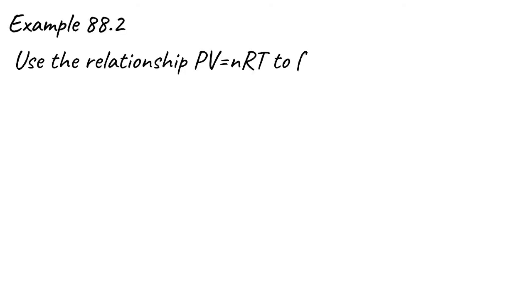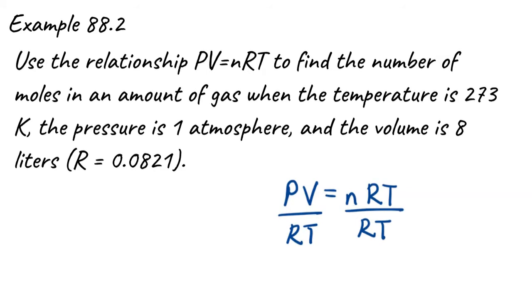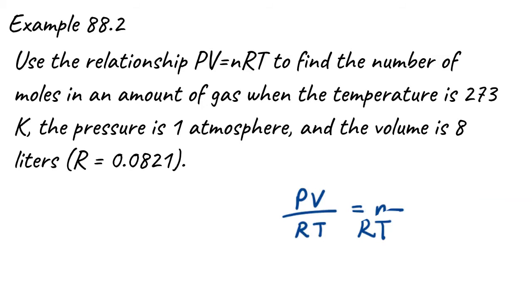In example 88.2, we'll use the relationship PV equals nRT to find the number of moles in an amount of gas where the temperature is 273 kelvins, the pressure is 1 atmosphere, and the volume is 8 liters with the constant of 0.0821. So we have our formula. We're going to divide by RT so that we can isolate n by itself, because that's what we are looking for, the number of moles.